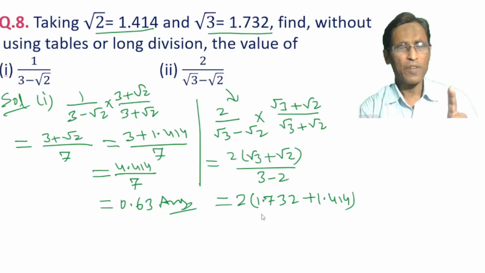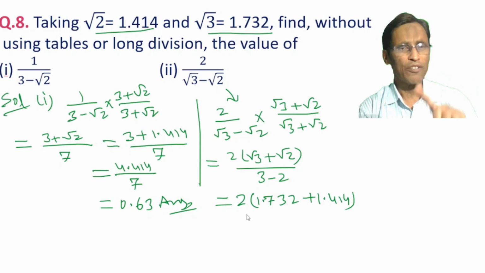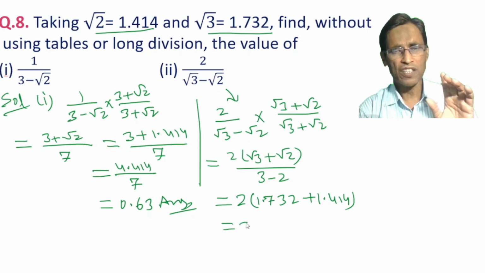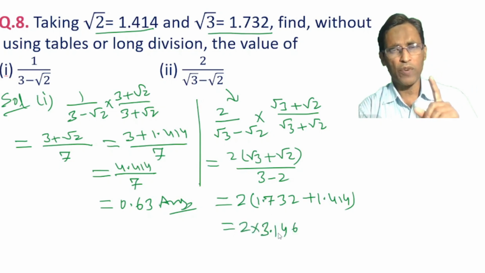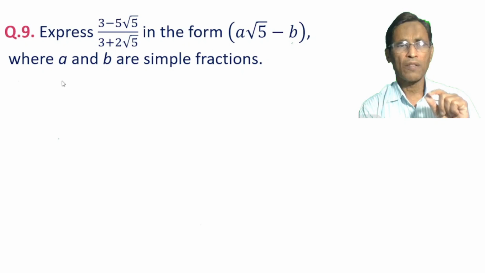In the next step, we shall add the terms under the bracket and then multiply that with 2. By doing this, we find 2 into 3.146. By multiplying with 2, we get 6.292. This is the answer. Now we come to question number 9.